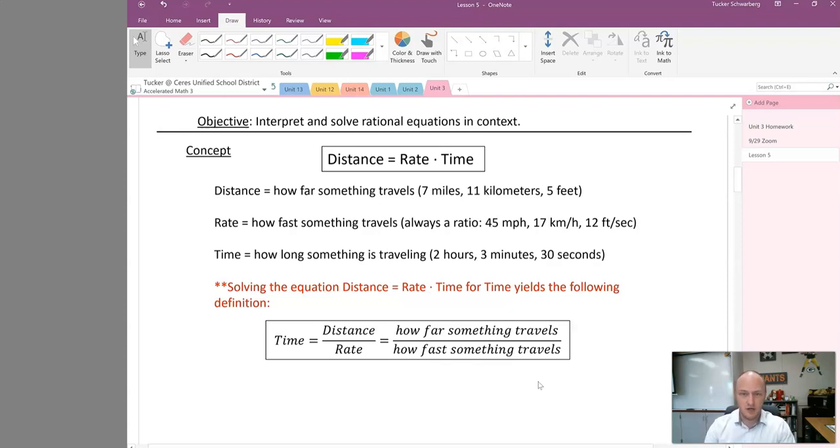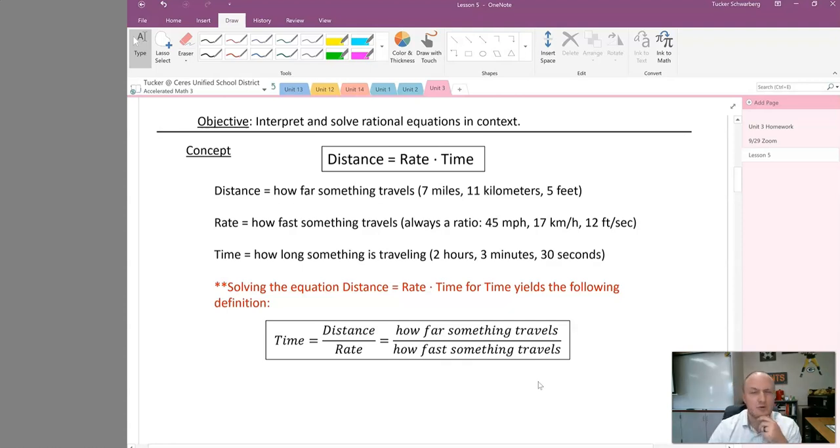Now let's talk about what the D stands for. Distance. That's how far something travels, and it could be in miles, kilometers, feet, or centimeters. Then we have rate. That's what the R stands for. Rate is how fast something is traveling. Sometimes they give it to you in terms of speed, and it's generally a ratio. So 45 miles per hour, 17 kilometers per hour, 12 feet per second. So it's generally going to be a ratio including units of distance and also of time.